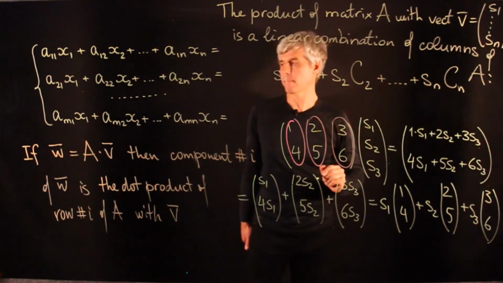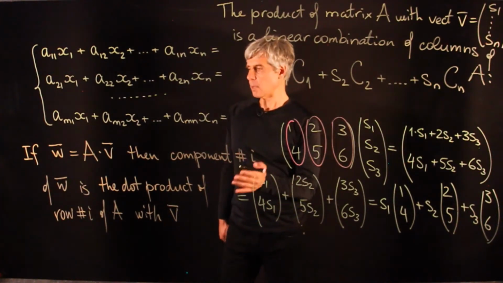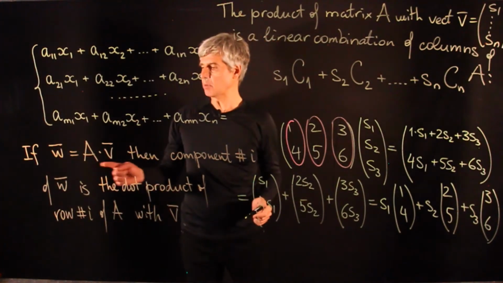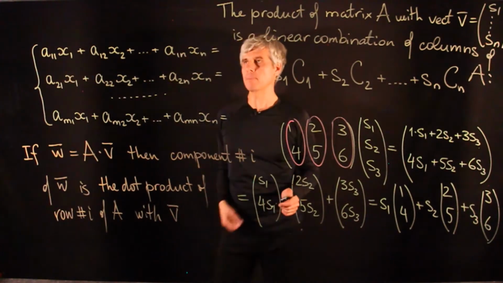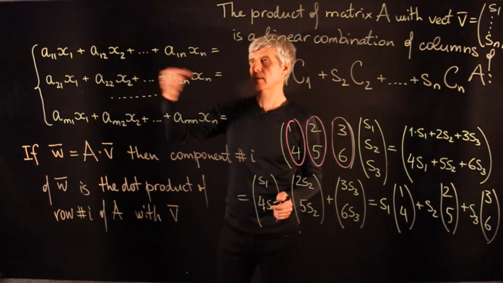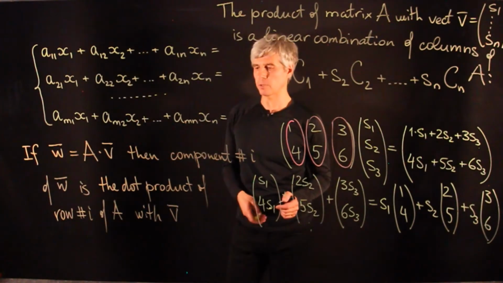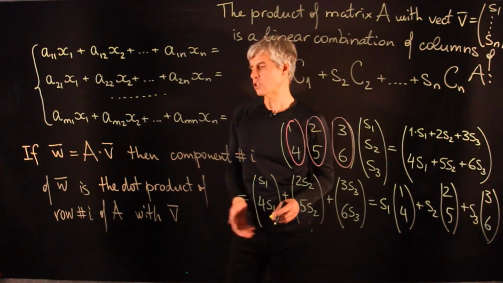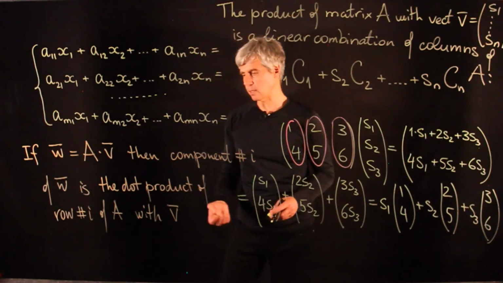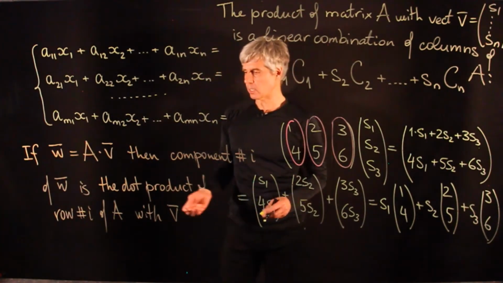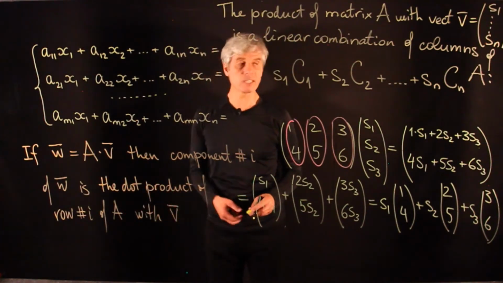Now, what we see here is that we have 2 descriptions of the product of a matrix with a vector, or maybe 3. The first one is by means of a substitution, right? We think that we are substituting values of unknowns into the left-hand side of a system of linear equations. The second interpretation is in terms of rows of matrix A. And we say that the ith component of the output is the dot product of row number i of A with the input vector V.